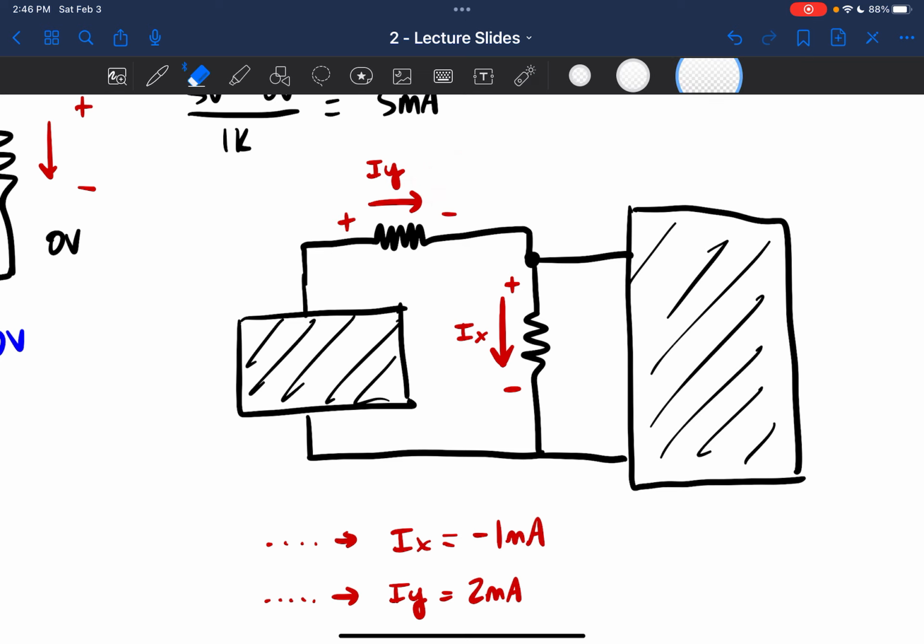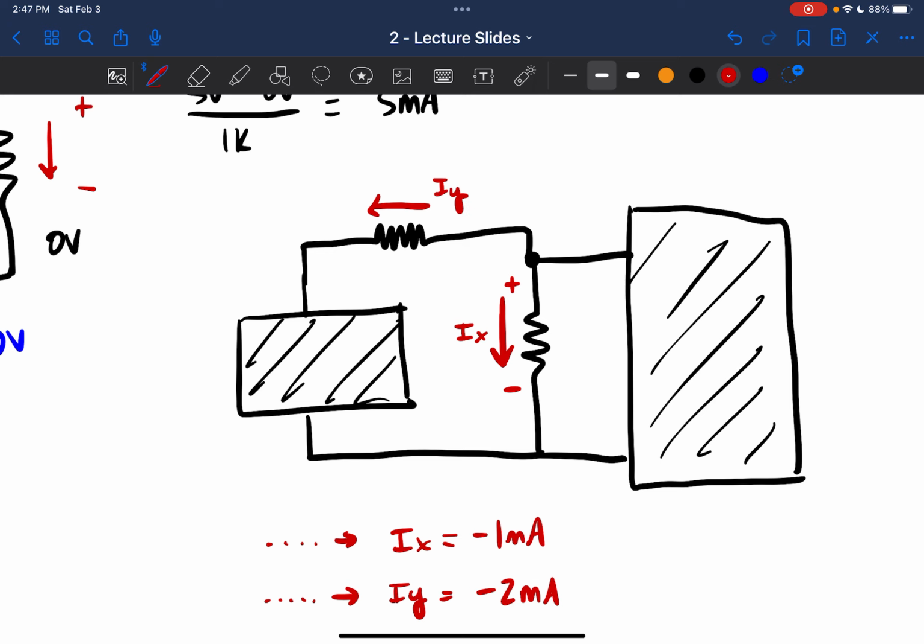But if I do all my math and instead I determine that IY is minus 2 milliamps, then all that means is that my current is actually flowing this way, because I originally defined it like this and I got a negative answer. So all that means is that my current is actually flowing in the opposite direction. Okay, so hopefully that's clear.